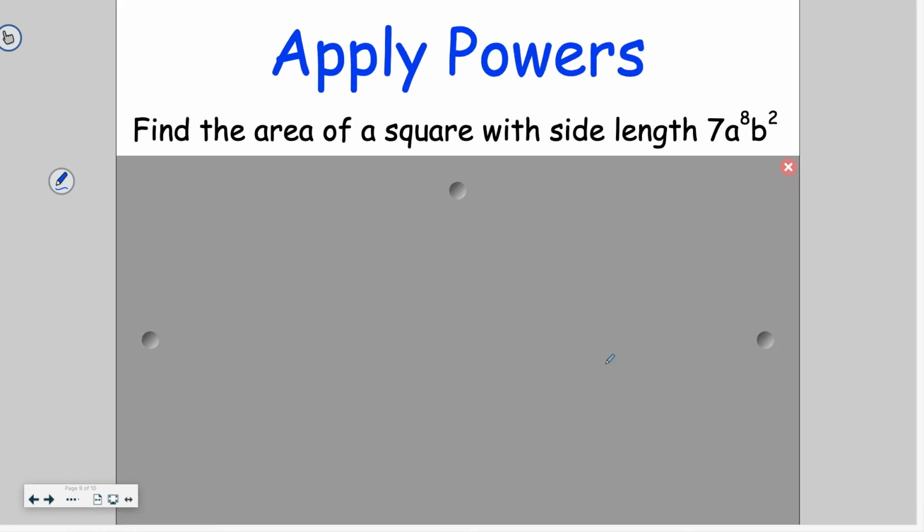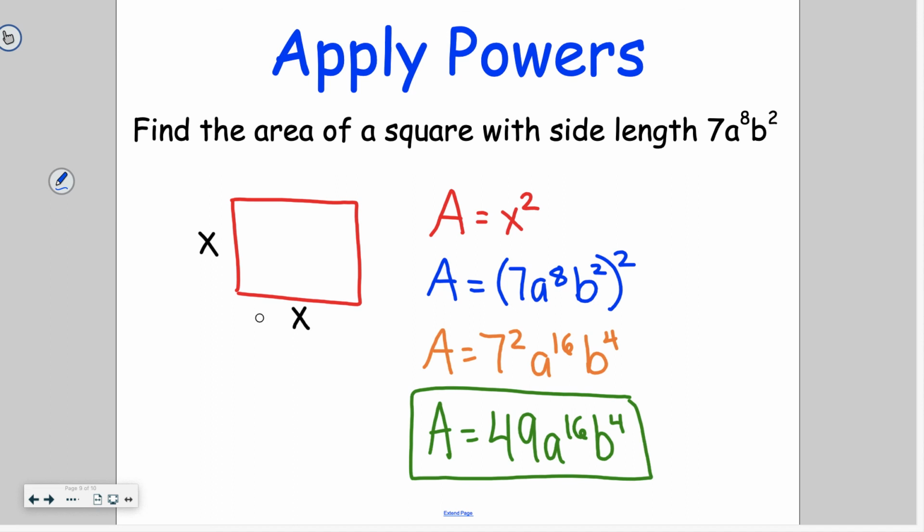I want you to go ahead and try this problem to find the area of a square with side length 7a to the 8th, b to the 2nd. I want you to try this one on your own. So the area formula for a square is going to be x squared, where x is the side. So if my side is 7a to the 8th, b to the 2nd, I'm squaring that whole thing, which gives me 49a to the 16th, b to the 4th.